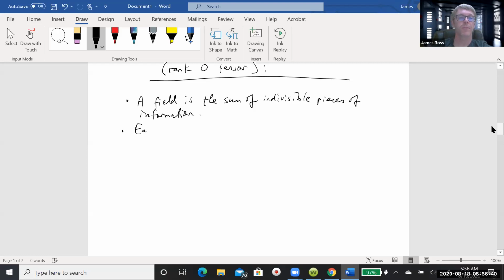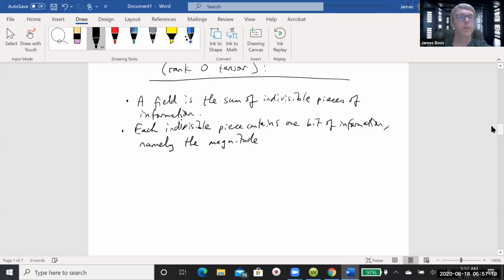So each indivisible piece, indivisible is really hard to say apparently, indivisible piece contains one bit of information, namely the magnitude in some units at that place.